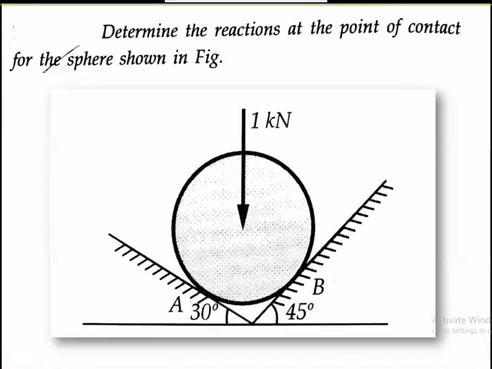The last problem. This last problem is similar to the previous one. You determine the reactions at the points of contact for the sphere. The points of contact are A and B. They have just changed the angle here. It is 30 and here it is 45. The weight of the sphere is 1 kilonewton.